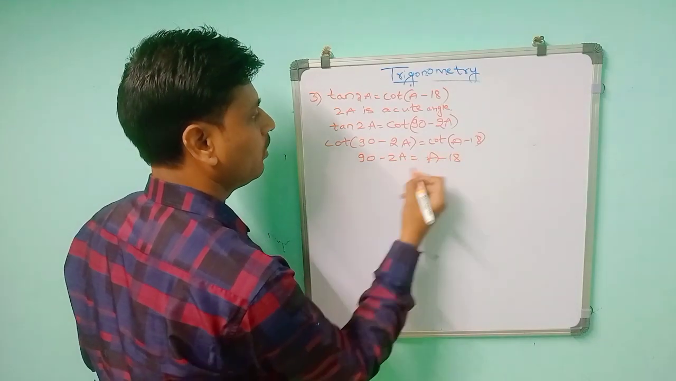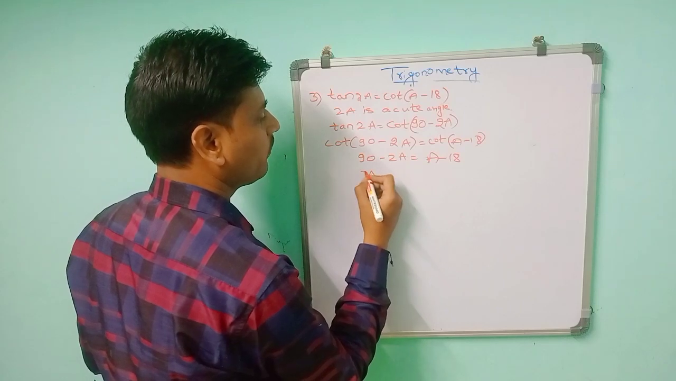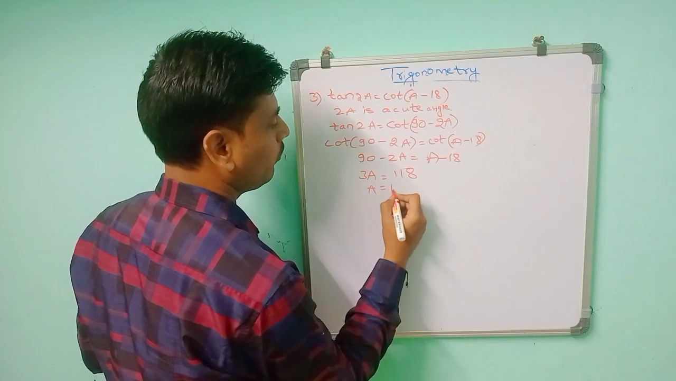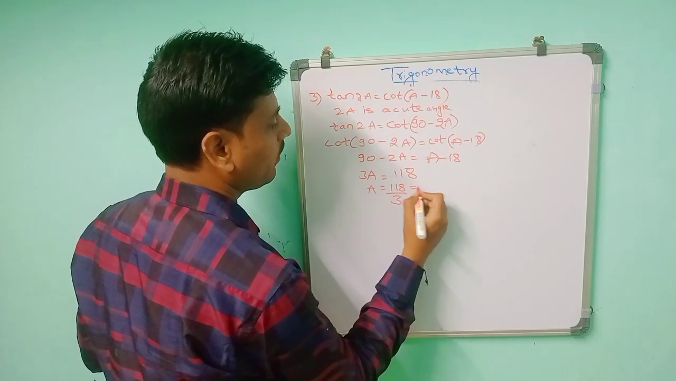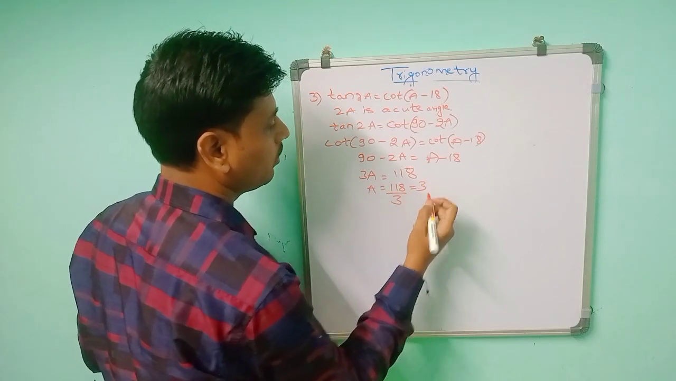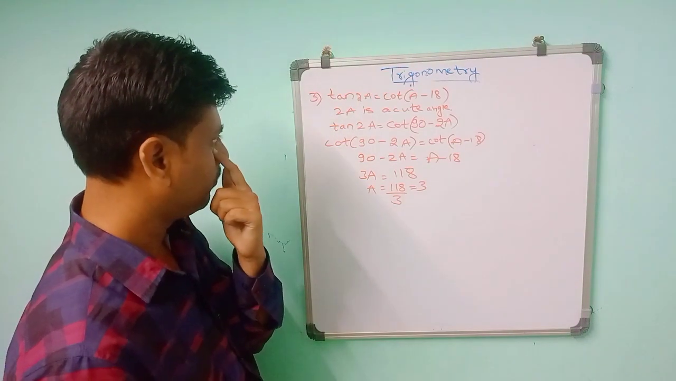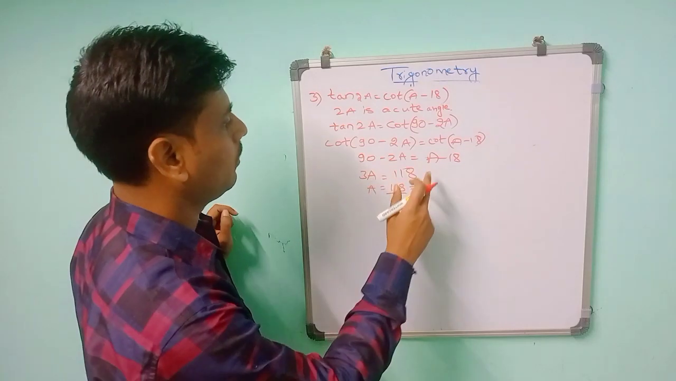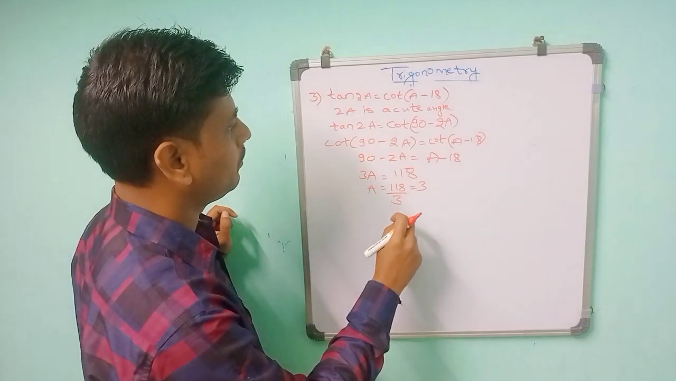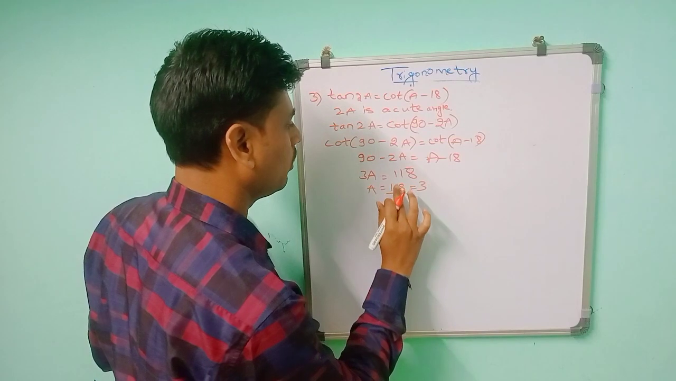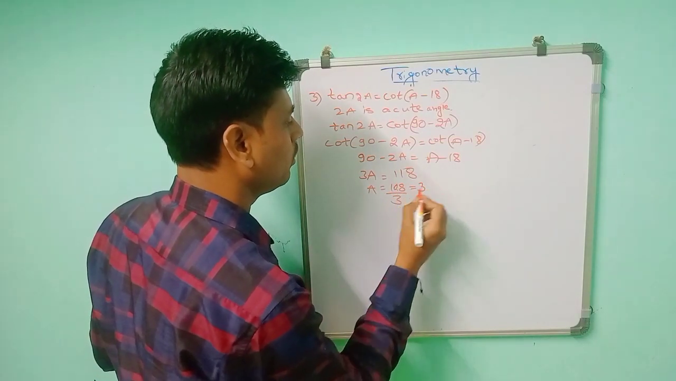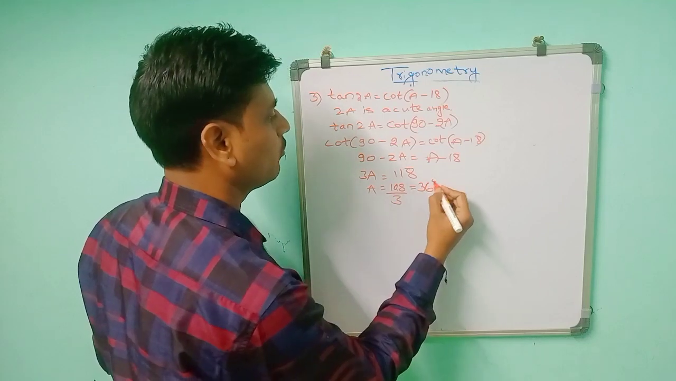So it will be 3a is equal to 108. So a is equal to 108 by 3. So 3 3s are 9, 36 degree. So a will be 36 degree.